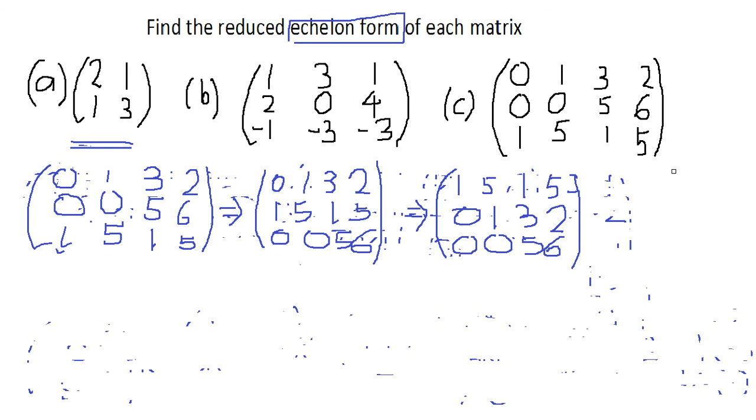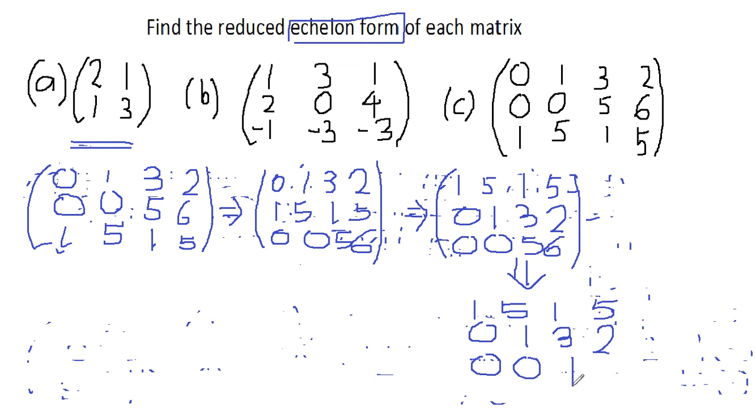However, we want to make the leading entries into 1. Therefore, we divide the third row by 5. Therefore, it is 0 0 1 6 over 5.